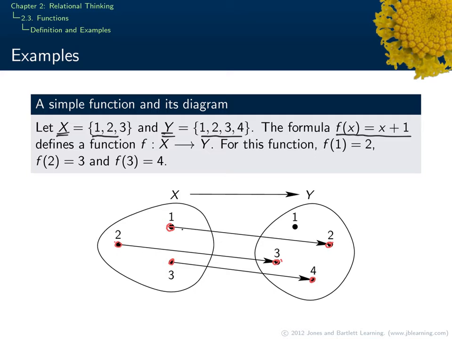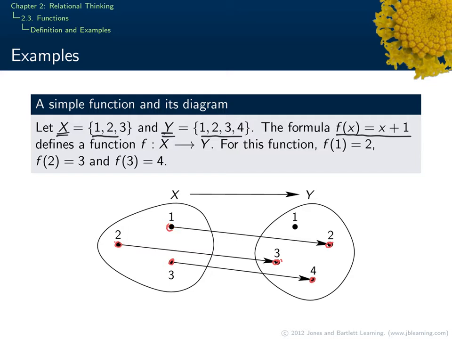Now, how can we screw this up? Well, one thing I could do, suppose this diagram also included this arrow. If the diagram included that arrow, then this relationship would no longer be a function because the element 1 in X would not be assigned to a single element of Y. It's assigned to 2 elements of Y. So we don't want an arrow like that to be included.